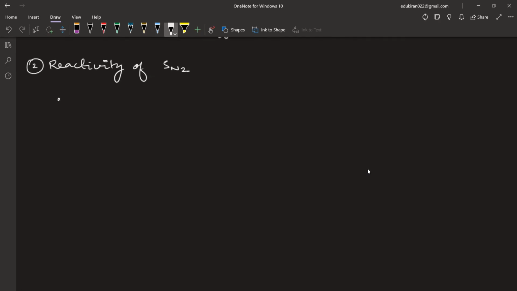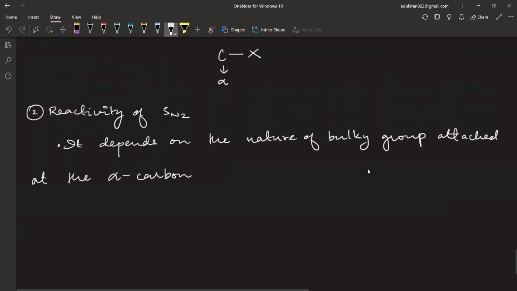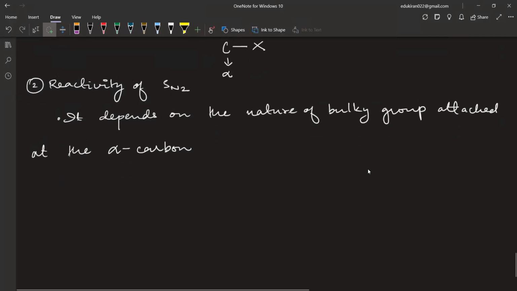It depends on the nature of the bulky group attached at the alpha carbon. Please write with me. Alpha carbon means the carbon which is directly attached to X. It is known as alpha. So it depends on the nature of the bulky group attached on the alpha carbon.